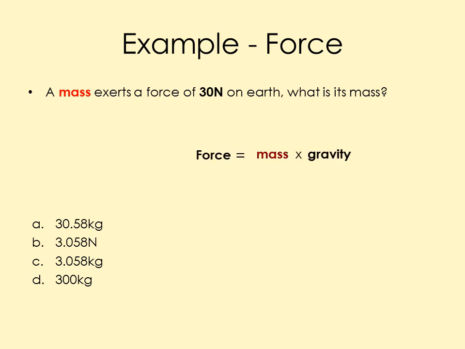We're looking for the mass, and again, mass is multiplied by gravity. Now if we want to find the unknown quantity of mass, gravity needs to move from the right hand side of the equal sign to the left hand side. And as it's a multiplication with mass, it needs to move to the other side of the equal sign and become a division, as shown here. Now we put in the known quantities of force and gravity.